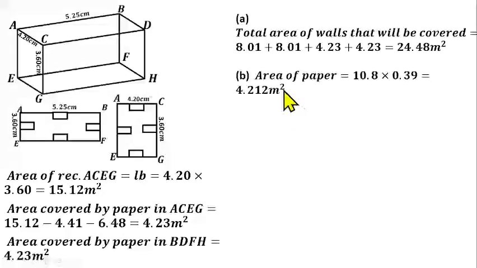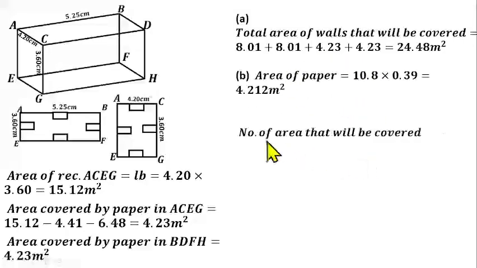Then we can also find the amount that will be needed to cover the whole walls. You are given the dimension of the paper that will be used, which is the area of the paper. Each paper is of dimension 10.8 multiplied by 0.39. That gives us 4.21 meters. So that is the area of each of the paper.